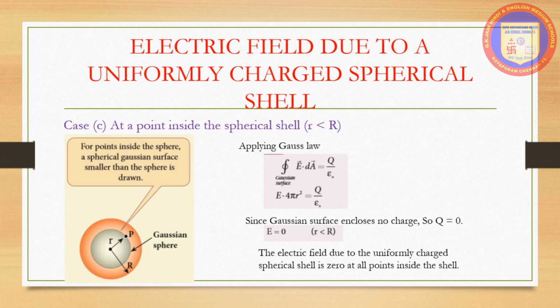Case C: at a point inside the spherical shell. Consider a point P inside the shell at a distance r from the center. A Gaussian sphere of radius r is constructed. Applying Gauss law, the integral over the Gaussian surface of E dot dA is equal to q by epsilon naught. Since it is a sphere, the area can be given as 4 pi r square. So E into 4 pi r square is equal to q by epsilon naught. The Gaussian surface encloses no charge, so q is equal to 0. The equation becomes E is equal to 0. The electric field due to the uniformly charged spherical shell is zero at all points inside the shell.